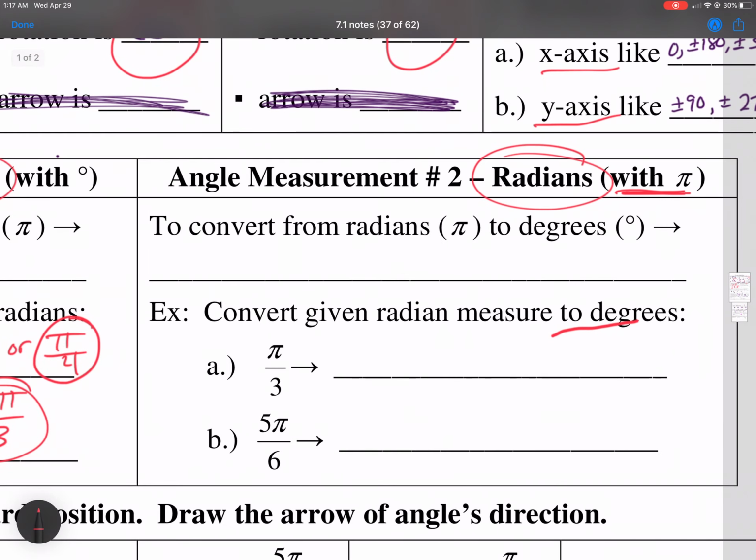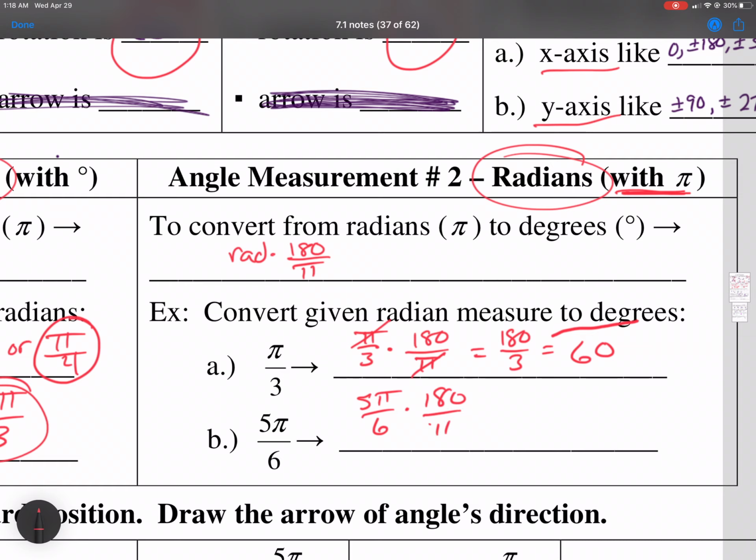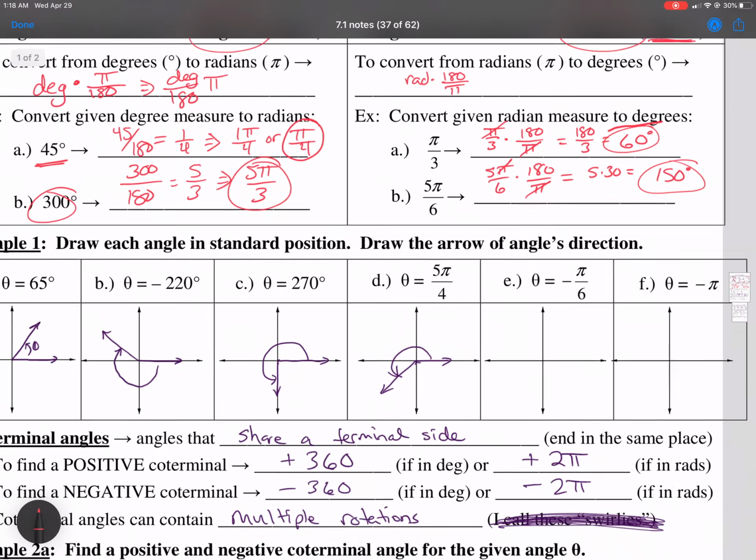To convert from radians to degrees, we take the radian and multiply by 180 over pi. So typically, if we take pi over 3 times 180 over pi, the pi's would cancel, and that leaves you 180 over 3, which equals 60. 5 pi over 6 times 180 over pi. Pi's cancel. 180 divided by 6 is 30, so that gives me 5 times 30, which is 150 degrees. So that's how you convert between degrees and radians.